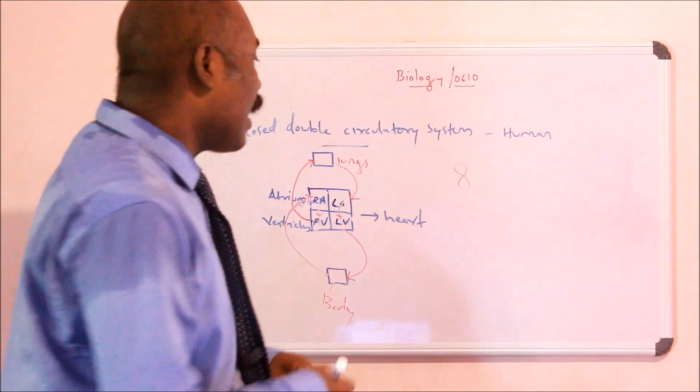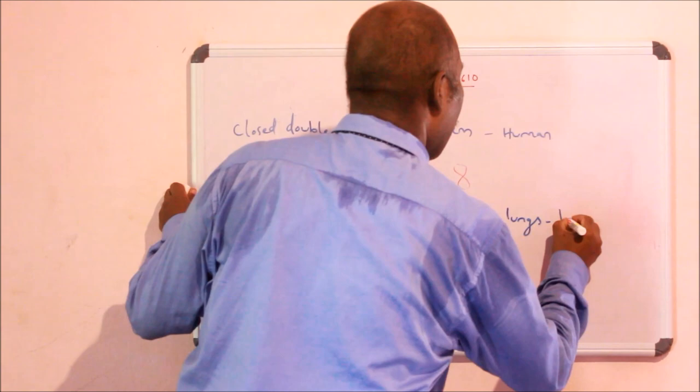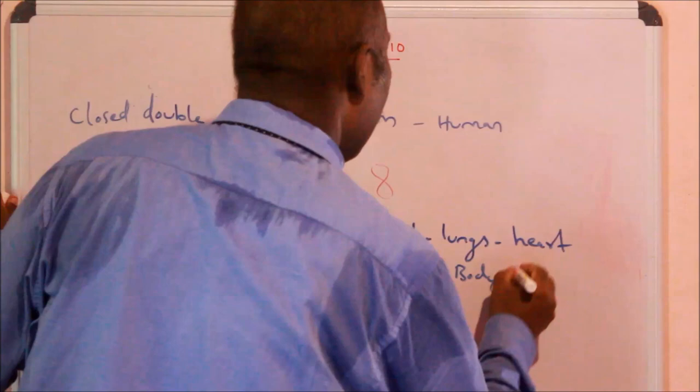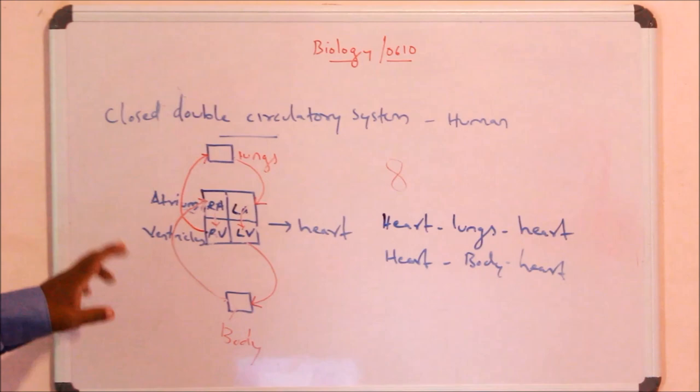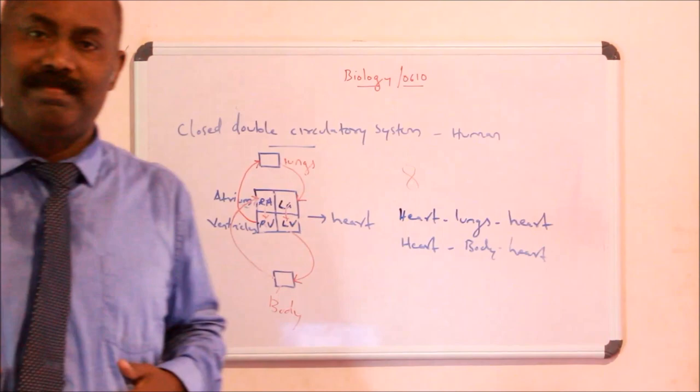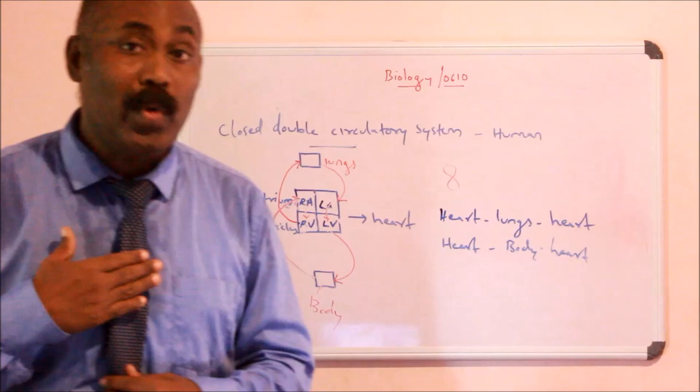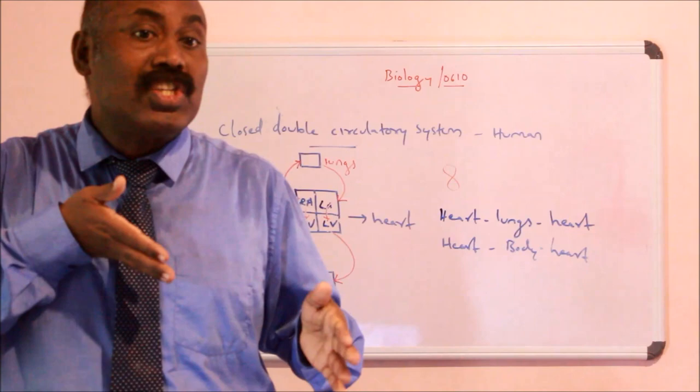So I just write that here. Heart, lungs, heart, heart, body, heart. Now, one more thing, please remember, heart, lungs, heart is the smaller circulation. Because the human heart is ventrally placed, between the lungs, and it is pointed towards the left side of the body.